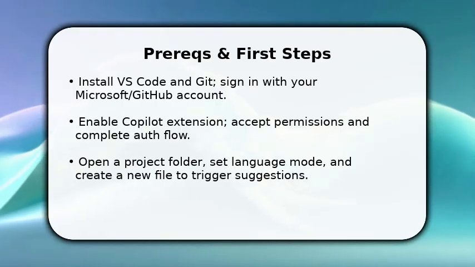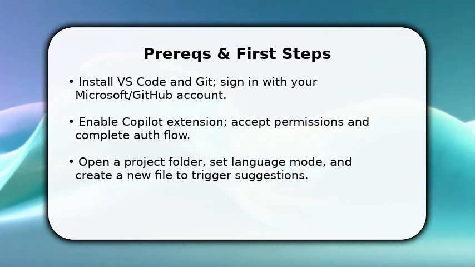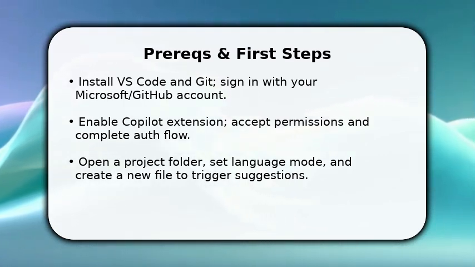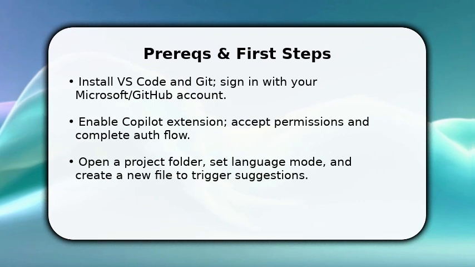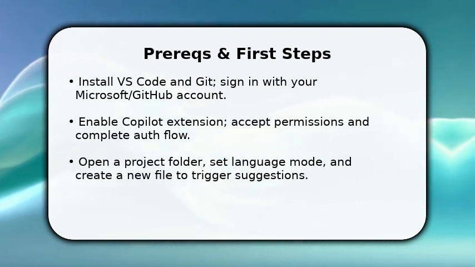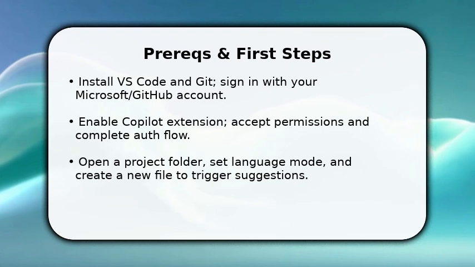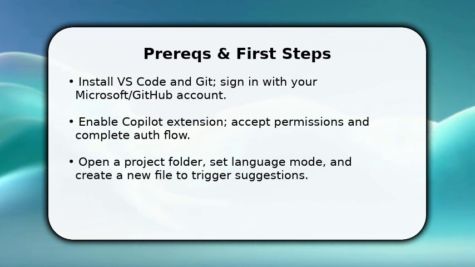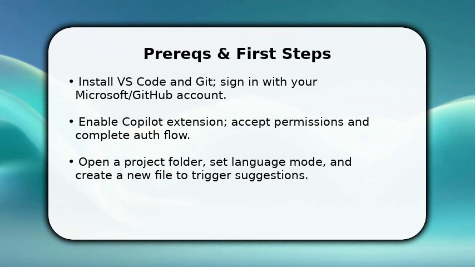You already have the essentials: VS Code, Git, and an account. First, install and enable the GitHub Copilot extension and complete the authentication steps. Once done, open your project folder and set the file language so Copilot knows context. Then create a new file or place the cursor inside existing code.